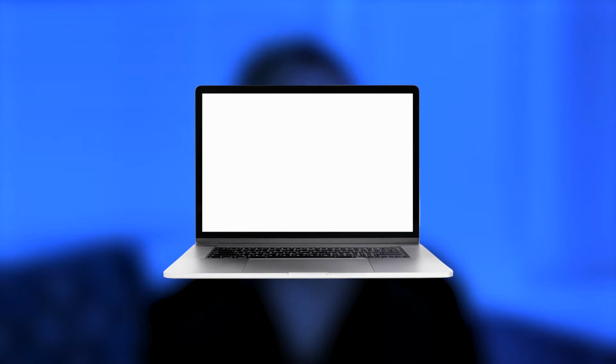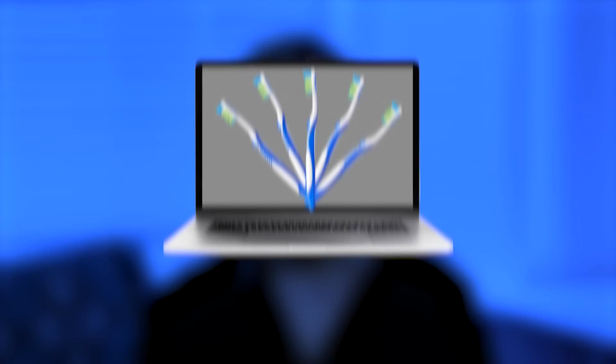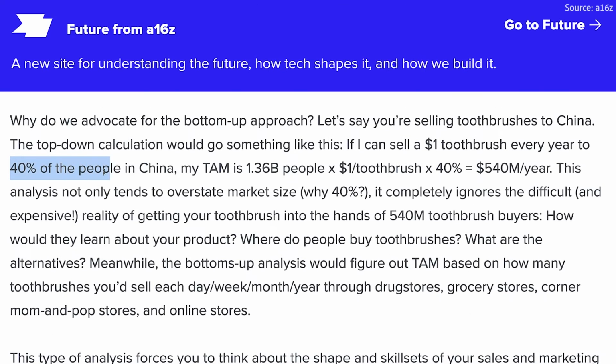Let's say you're an e-commerce business that wants to sell toothbrushes in China. If you calculated TAM based on the classic method, you might guess that you could capture 40% of the entire population of China, which is over 1 billion people. If you sold the toothbrush for $1, you could make $540 million a year. But this overstates the market size and the difficulty of selling a toothbrush to 540 million people.